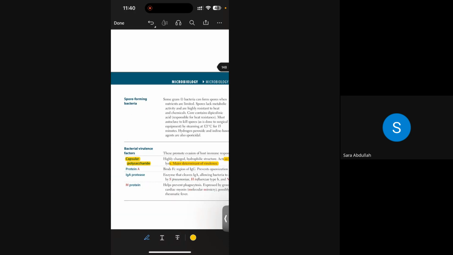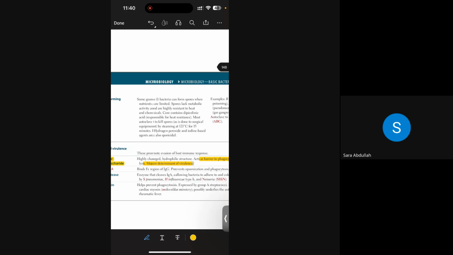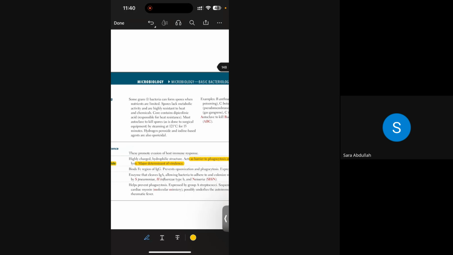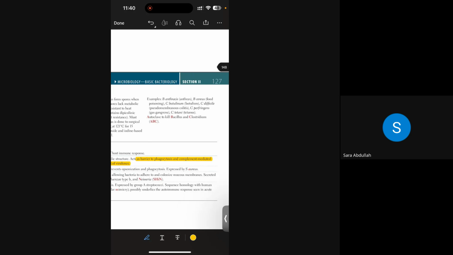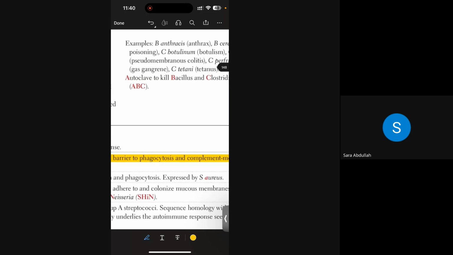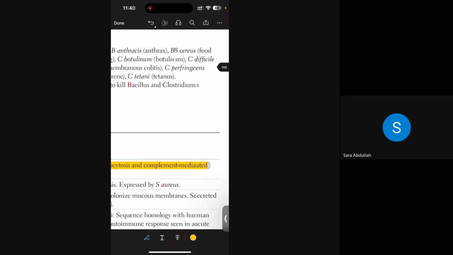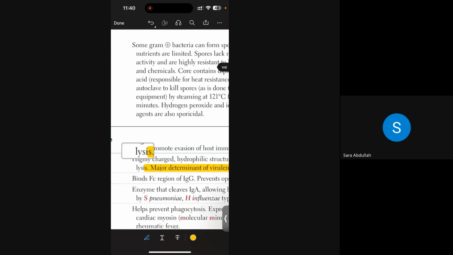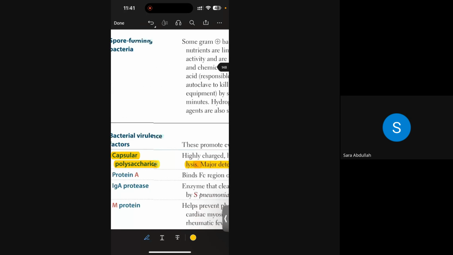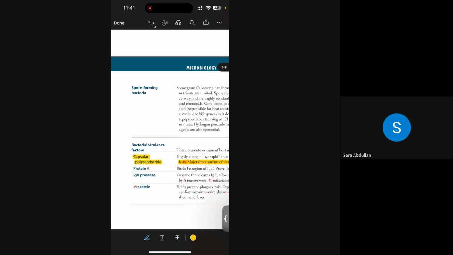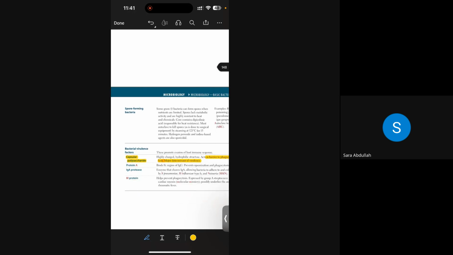Capsular polysaccharide is the major determinant of virulence. How does it enable the bacteria to cause infection? It acts as a barrier to phagocytosis and complement-mediated lysis. What type of lysis? Complement-mediated lysis. Remember this as well. The major determinant of virulence in this patient is capsular polysaccharide. Other than that, it also produces IgA protease as well.